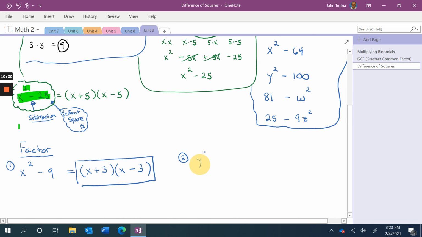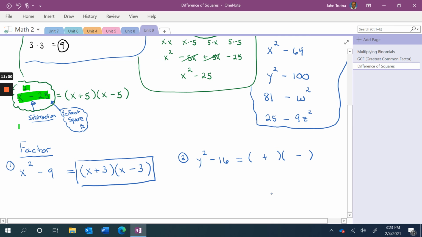Okay, how about y to the second minus 16? Okay, does that fall under the category of a difference of two squares? The answer is yes. Okay, 16 is a perfect square number, and then we have the subtraction symbol. So what is y to the second minus 16 going to factor into? Once again, how do you do it? Well, you draw two parentheses. One of the parentheses will have an addition symbol. One of them will have a subtraction symbol.